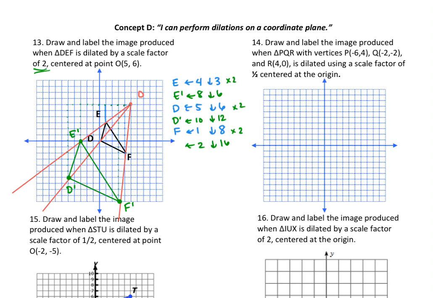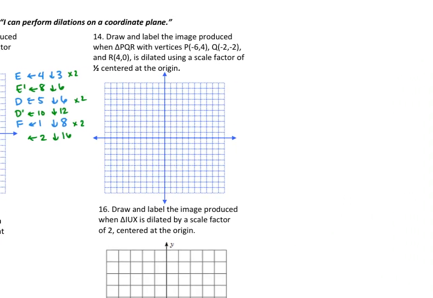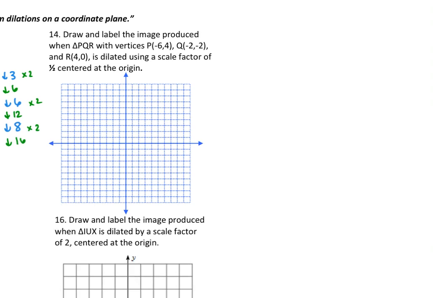So number 14, we have to graph this one first. So P is negative 6, 4. So there's P. Q is negative 2, negative 2. And then R is 4, 0. And I'm just going to connect these points.